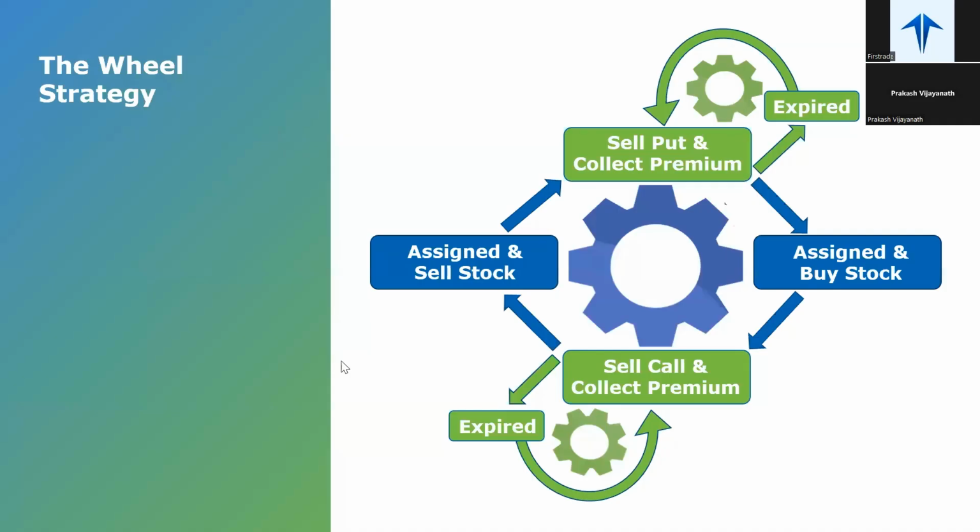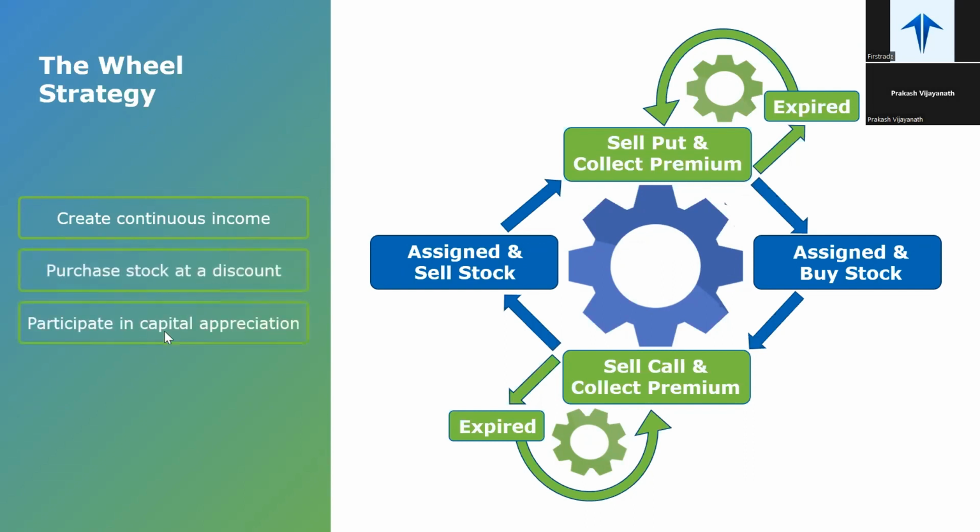Before we get to answer that question, I do want to take a quick look at the wheel strategy. I know I explained this two weeks ago, but for those of you that are new to today's webinar, the wheel strategy is essentially, I would call it, the ultimate income generating strategy. It definitely ticks a few boxes. For starters, it helps you create a continuous income stream for your portfolio. It helps you purchase stock at a discount, and it helps you participate in capital appreciation.